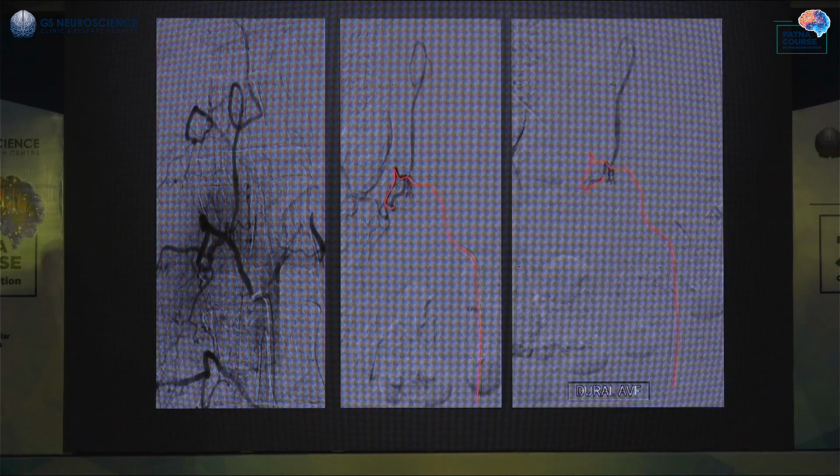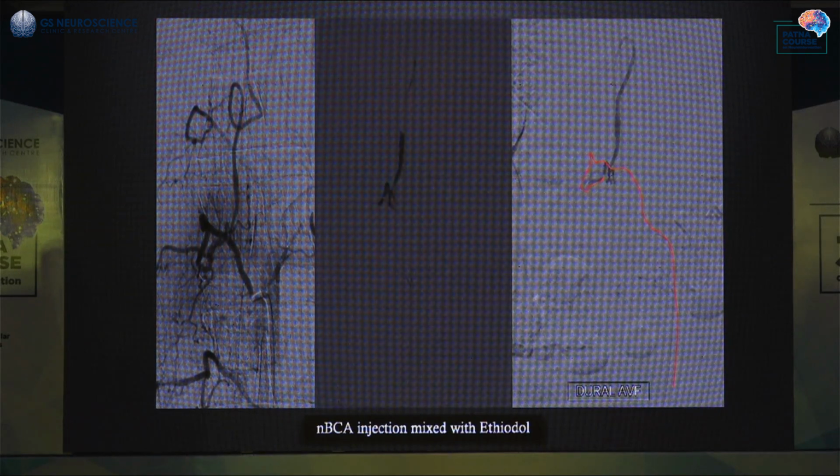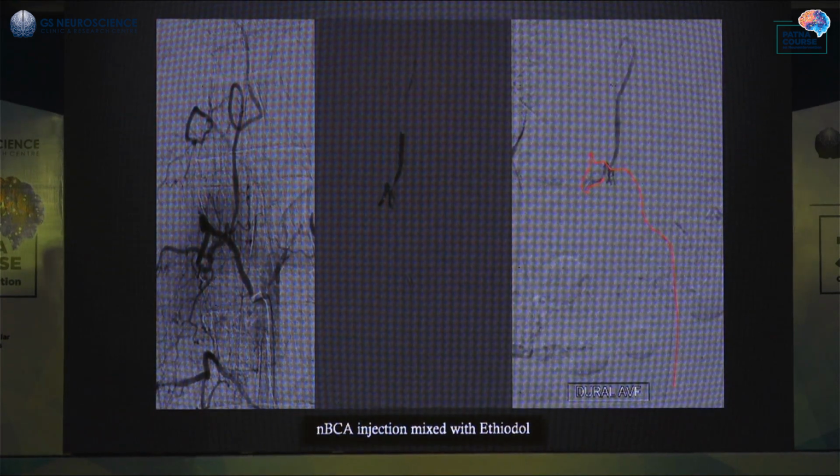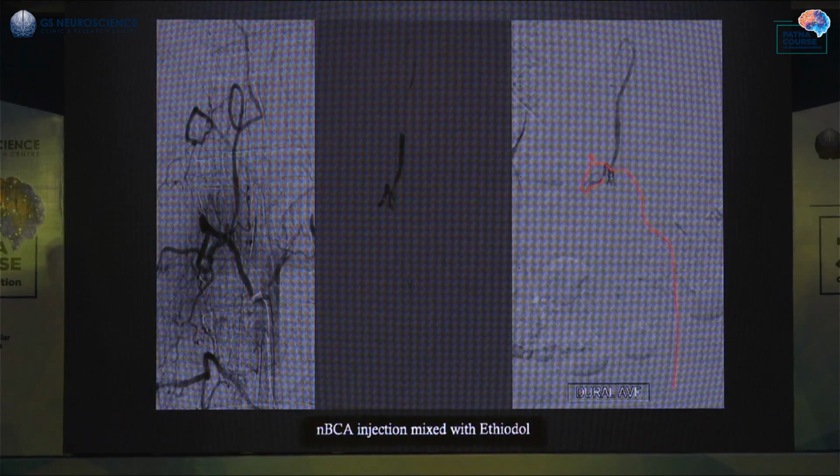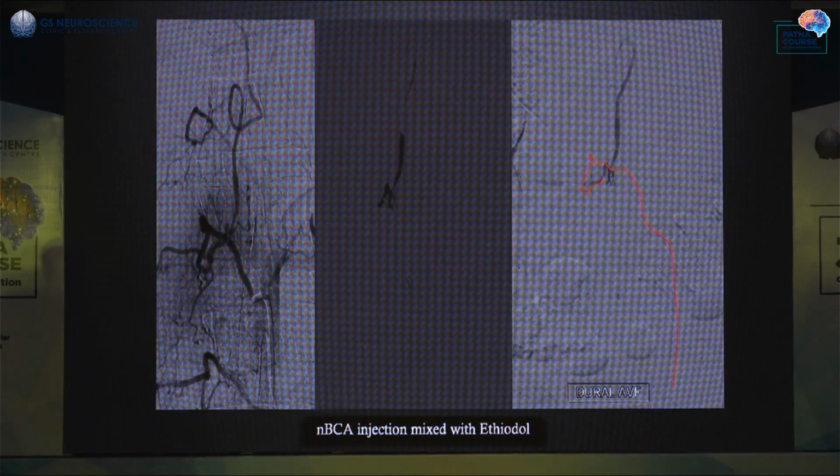Here we have catheterized even further, because there is not much tortuosity in this particular case. NBCA mixed with Ethiodol was injected, and this is a nice glue cast. But you can see there is a little bit of glue going further. So when you're injecting glue, you need to control it. You need to watch both the reflux as well as the venous side.